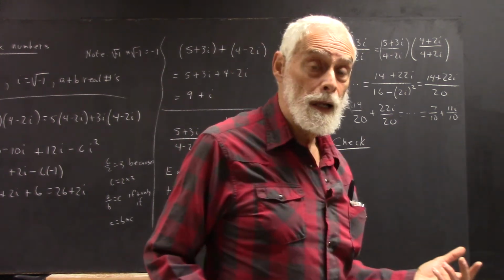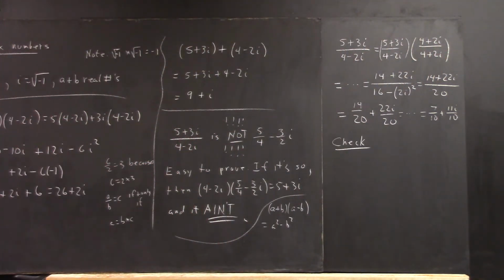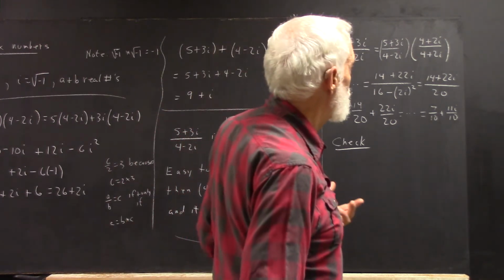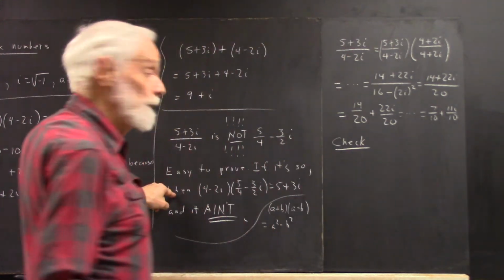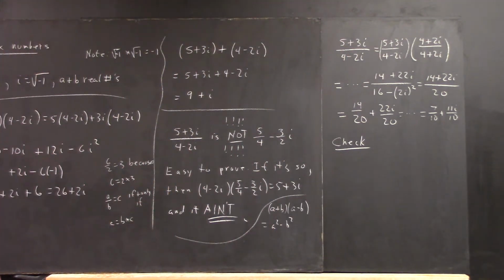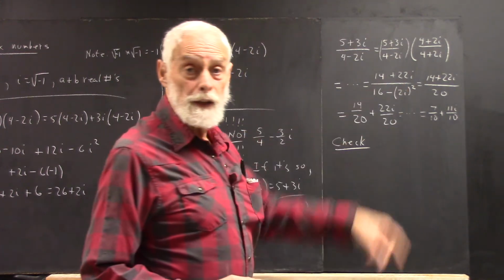Okay, so how do we get 14 plus 22i as our numerator? You fill in the dots using the distributive law. I'm not going to show you that, just for sake of time and because there are other things we've got to talk about. It's something you won't have any trouble with.